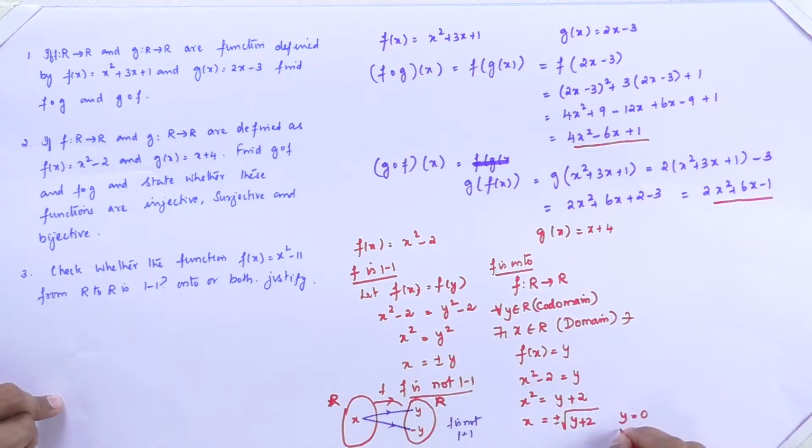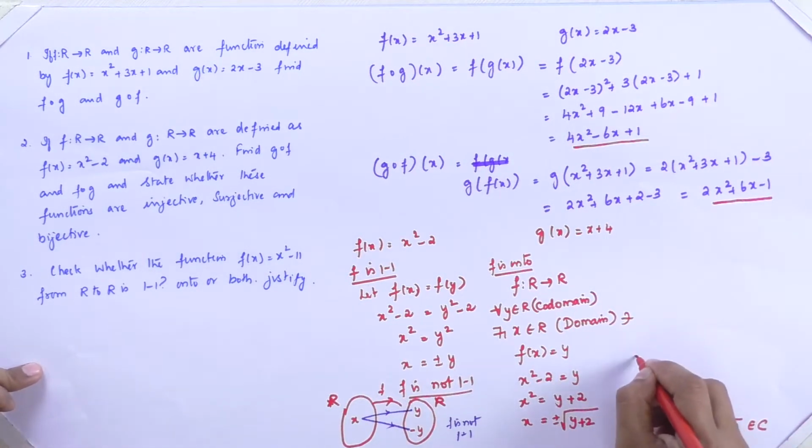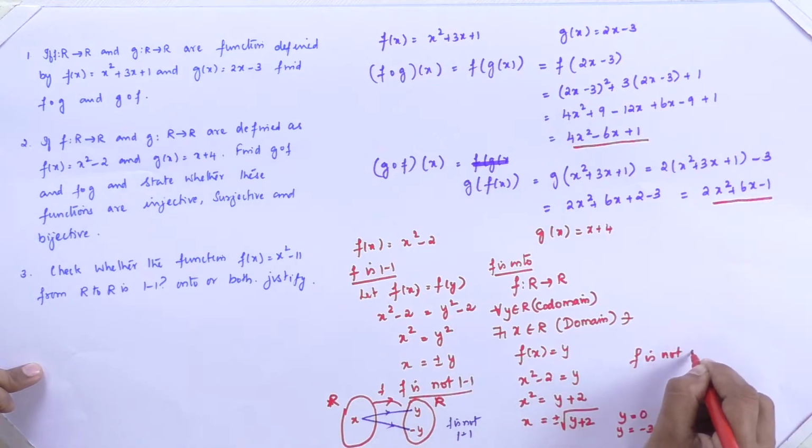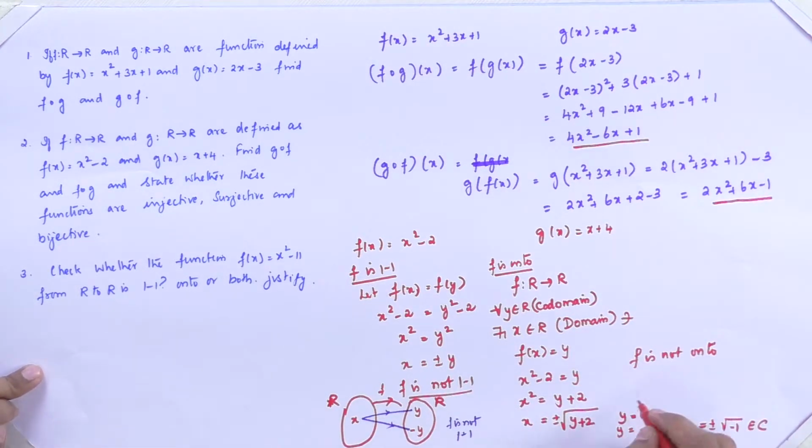Suppose I take a negative value. If y is equal to minus 3, then minus 3 plus 2 gives me the root of minus 1, which is i, a complex number. So this does not belong to the real numbers. Here, if y is equal to minus 3, then x is equal to plus or minus root of minus 1. In that case it becomes a complex number, but it does not belong to the real numbers. So, therefore, f is not onto. Understood?